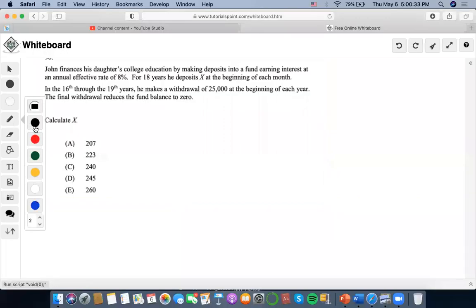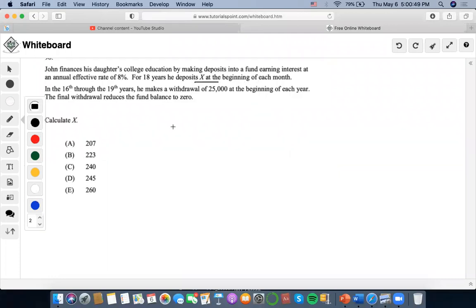Hi. So for this one, John finances his daughter's education by making deposits into a fund earning interest at an annual effective rate of 8%. For 18 years he deposits X at the beginning of each month.